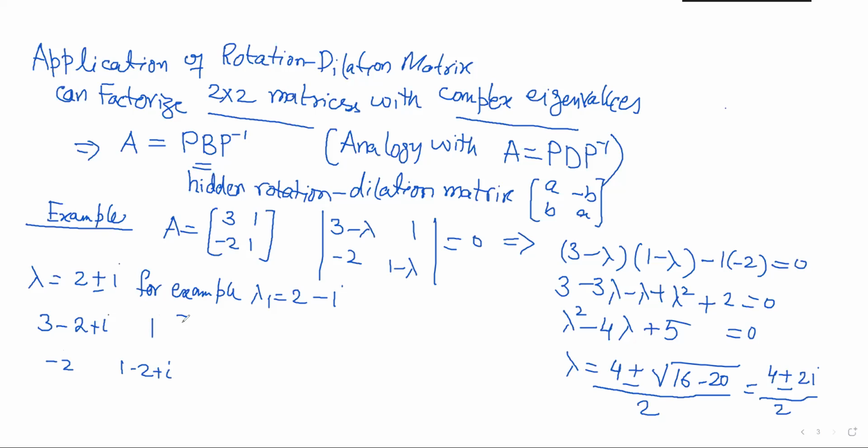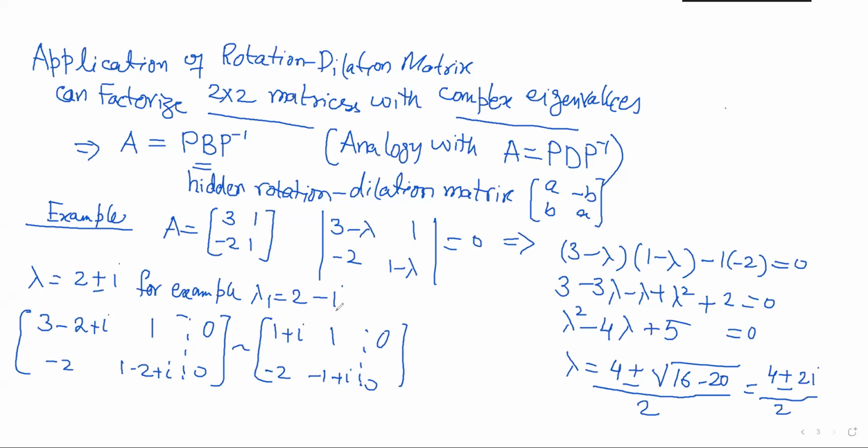So, and then it's the augmented matrix. From here, what I will get is 3, minus 2, 1 plus I, and then 1, and then minus 2, and then I get minus 1 plus I, and then 0, 0.